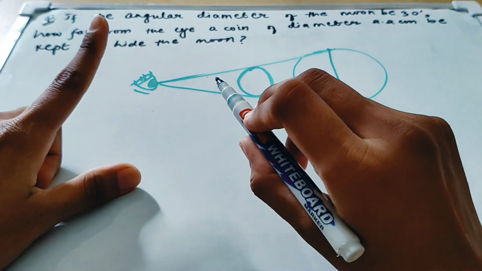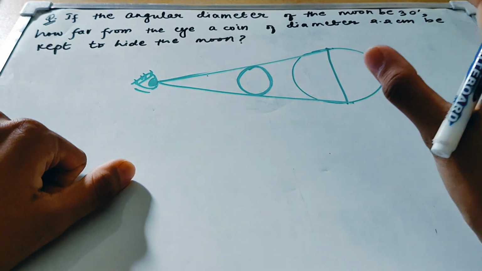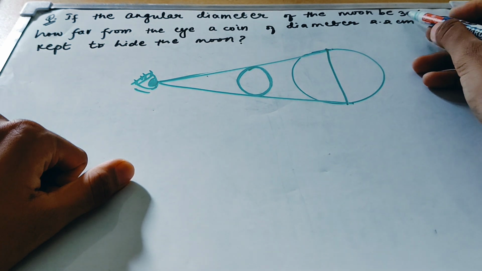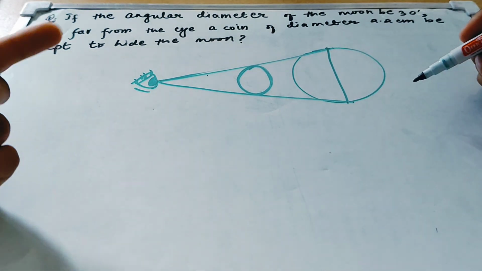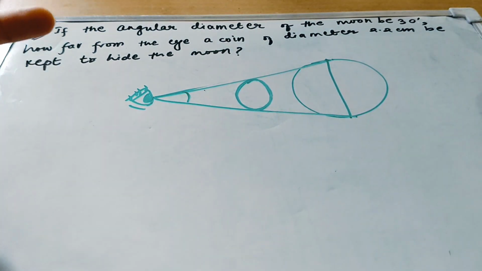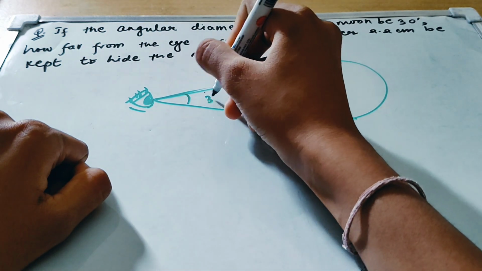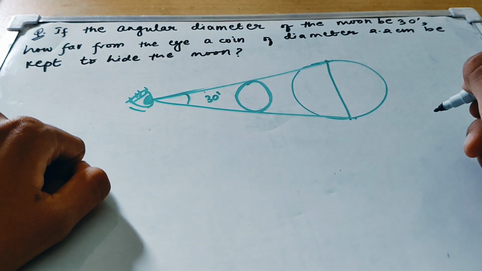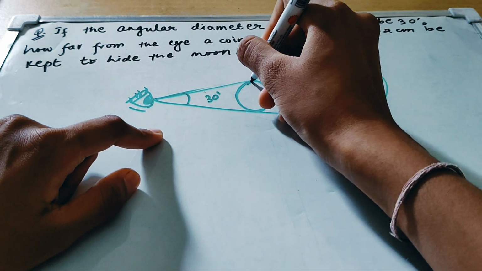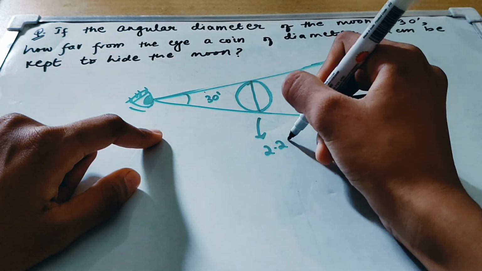It is given that the angular diameter of the moon is 30 minutes. Angular diameter does not mean the actual diameter, as you can see that it is given as the measure of an angle, so it cannot be the diameter. Angular diameter is the angle to look at the complete diameter of the moon. So that is being given as 30 minutes. Now how far should the coin be placed if the diameter of the coin is 2.2 centimeter?